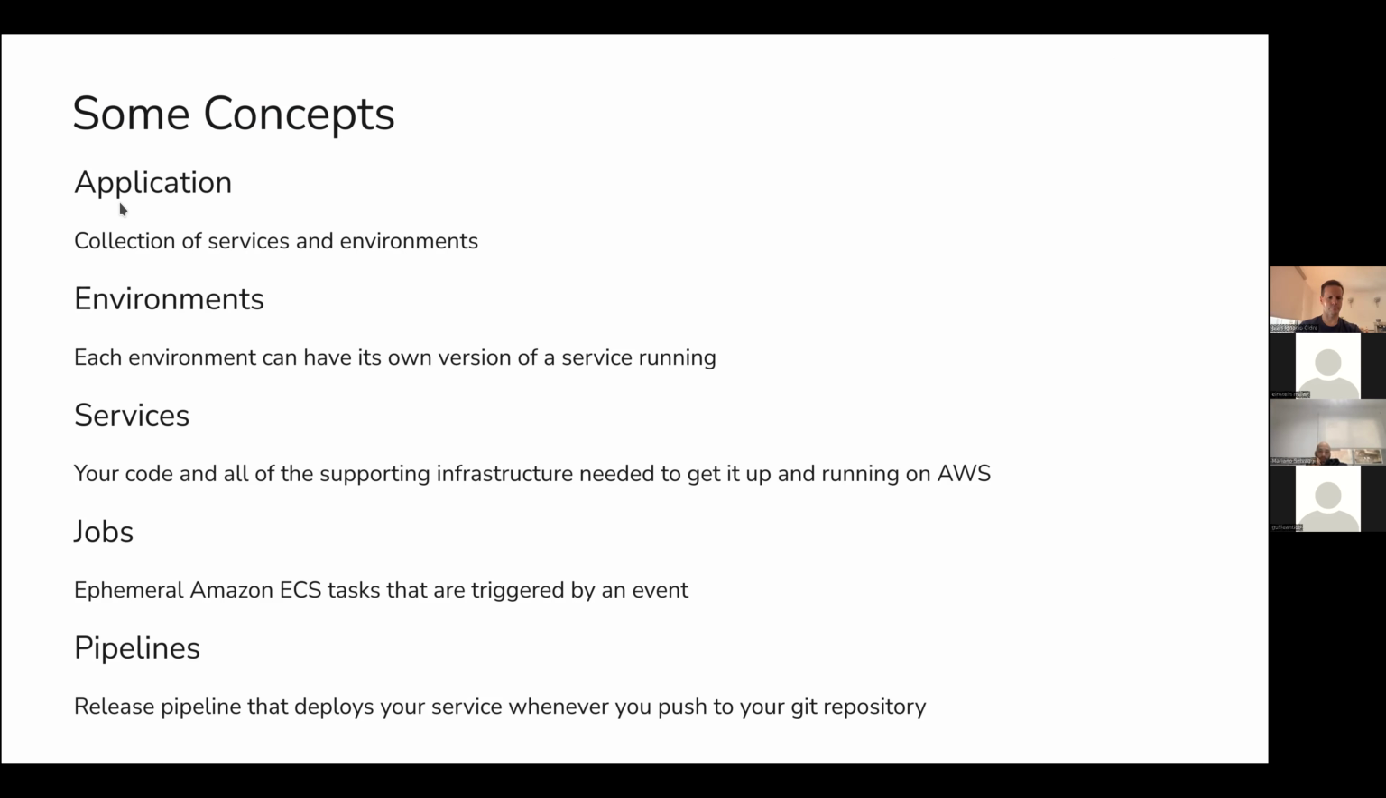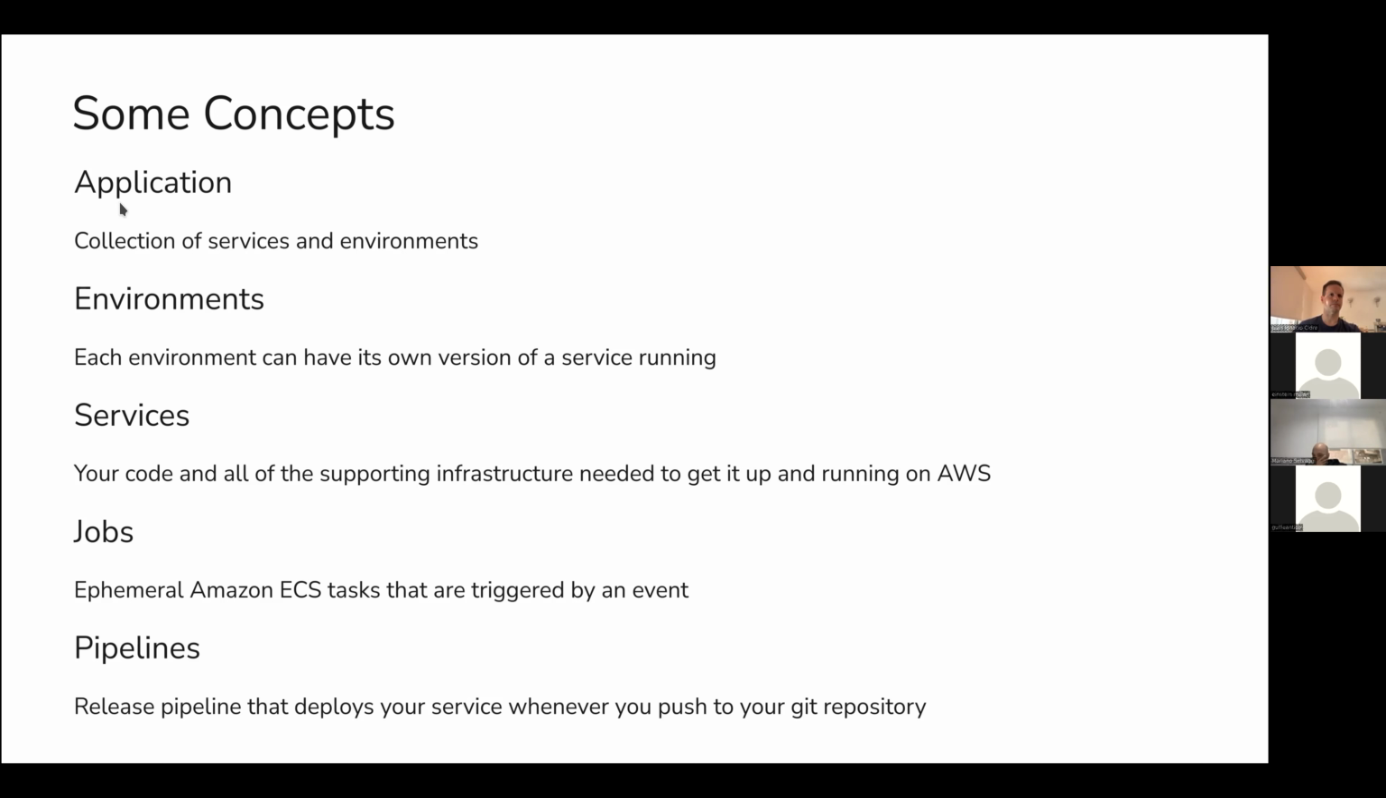A service will be your code, and Copilot gives you the supporting infrastructure needed to get it up and running on AWS. Jobs are the same as services, but they are triggered by an event, for example, for scheduled tasks or things that just start and finish. And pipelines are deployment pipelines that allow you to deploy your service whenever you push to your Git repository. These are the basic concepts.